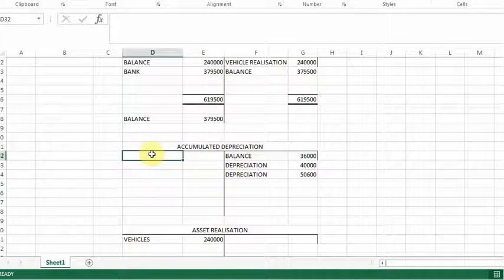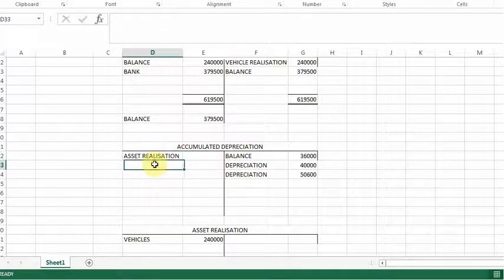On my debit side, I need to take out some of this accumulated depreciation because I have now disposed of this asset, and I cannot carry accumulated depreciation for an asset that I don't have. So I'm going to say asset realization on the debit side, and now I need to take out all the depreciation for this asset. So the asset that was then disposed of had accumulated at the beginning of the year of 36, plus we've just added another 40.